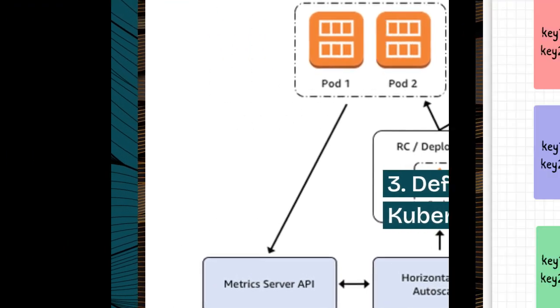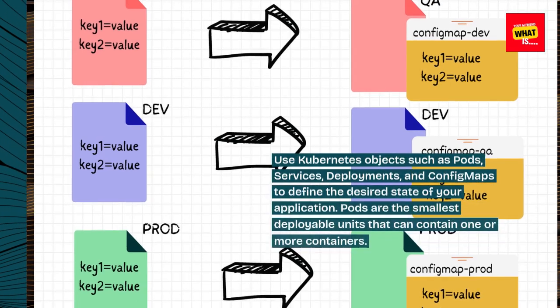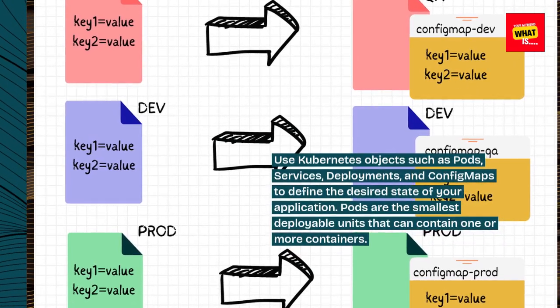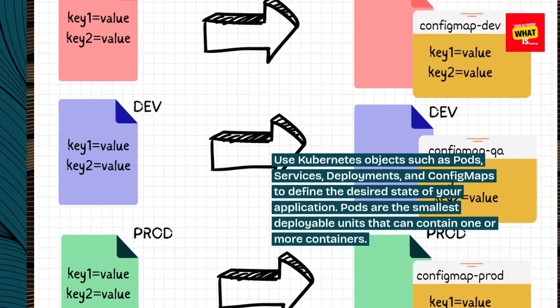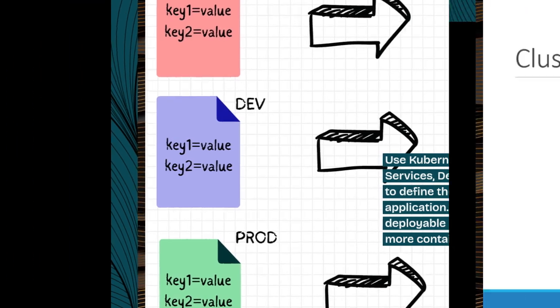3. Defining Kubernetes objects. Use Kubernetes objects such as pods, services, deployments, and config maps to define the desired state of your application. Pods are the smallest deployable units that can contain one or more containers.